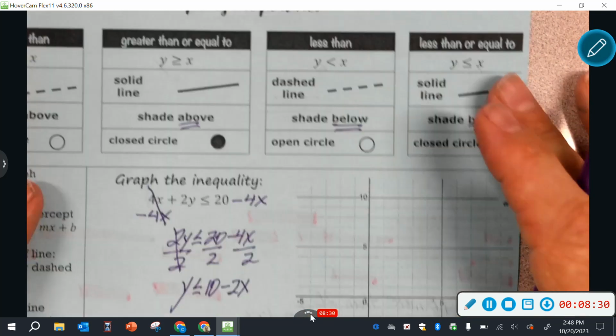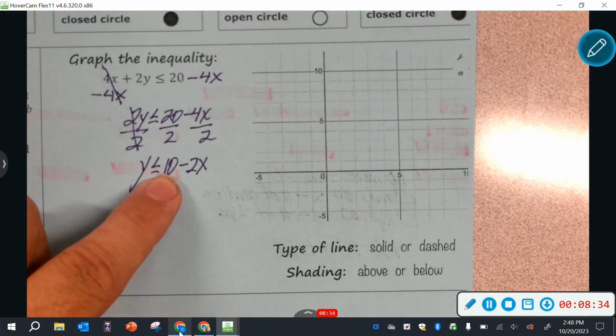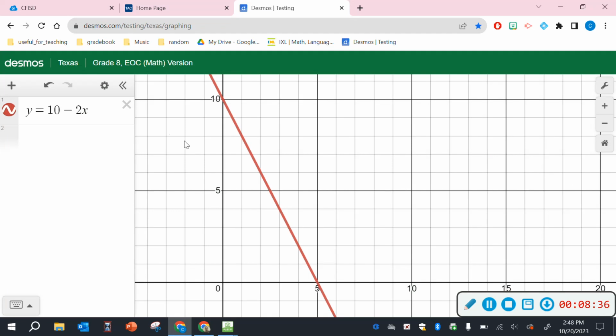Alright, so let's look at how we do this. So I already have this plugged into my Desmos. So I go to my Desmos, and here it is right here. Y is equal to 10 minus 2x. Notice if I try to put the inequality, it's not going to work. So I have to put the equal sign in order to get the line. So notice my y-intercept is right here at 0, 10. And then my x-intercept is right here at 5, 0. So I'm going to use these 2 points to graph my line. So again, 0, 10, 5, 0.